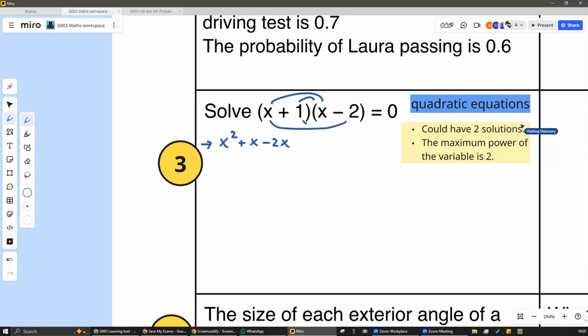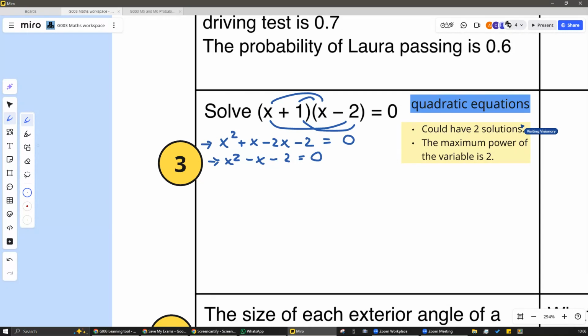And then we're going to multiply the 1 by the negative 2, which will give me negative 2. And I've not done anything to that. I've just written it differently, just expanded it. So it's still going to be equal to 0. And we can see the x and the minus 2x can be collected. So we could rewrite this as x squared minus x minus 2 is equal to 0. So here we can see we've got a maximum power of 2. So that's why it's a quadratic equation.